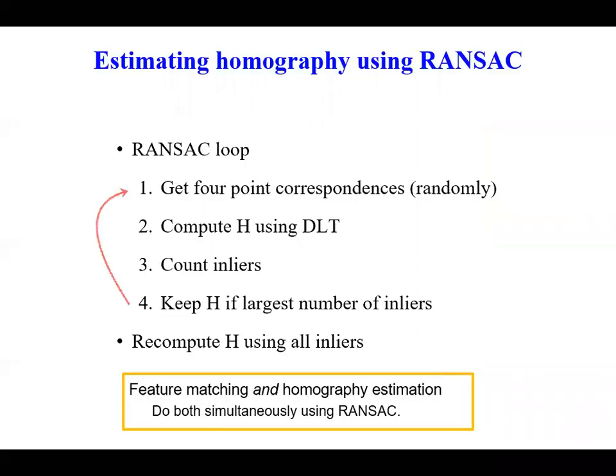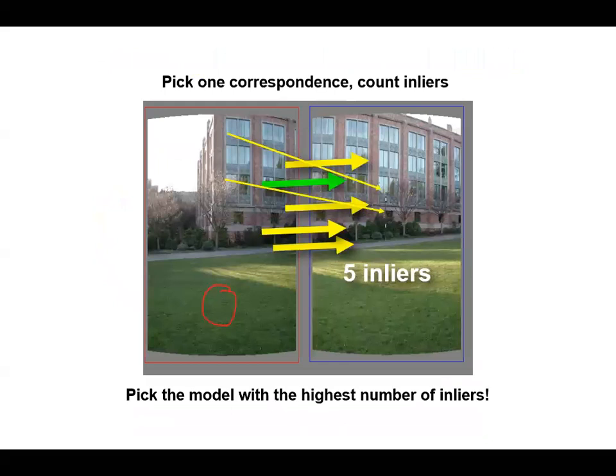So basically, RANSAC will take 4 point correspondences for this example, compute the H matrix using the direct linear transform, and then count the inliers, and then keep H if it has the largest number of inliers. So each time we calculate H, but we will keep the H with the highest number of inliers, as we already mentioned. Just to go back, this will give me a certain H.